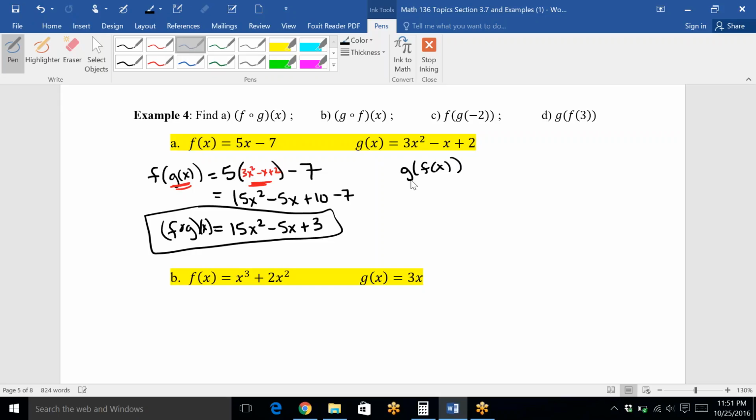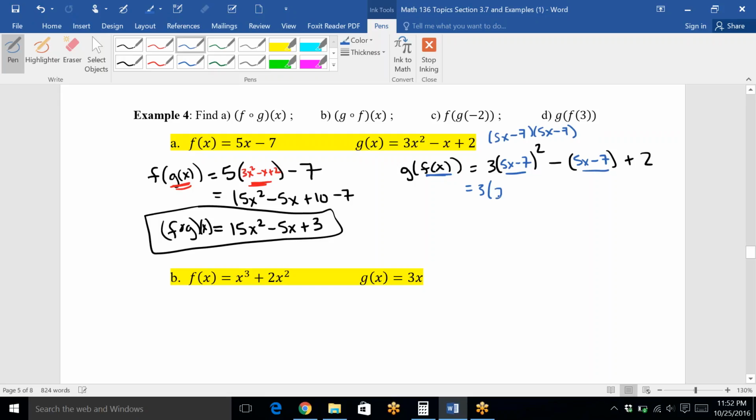So I'm going to do that guy where he's in blue. G is the outside function this time, so 3 blank squared minus blank plus 2. Inside those blanks, you put your f of x, which is 5x minus 7. This one will be a little bit harder to work out because we'll have to square this. So this would be 3, and that would be, let's see, I'm going to do this in my head, so I don't have enough room to write.